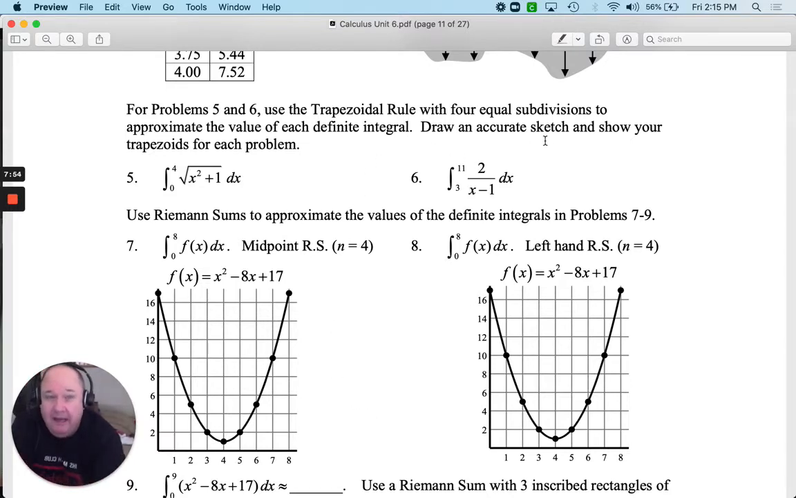Oh, draw an accurate sketch. I'll try. So 0 gives you the answer 1. And all the rest are square roots now. Square root of 17.